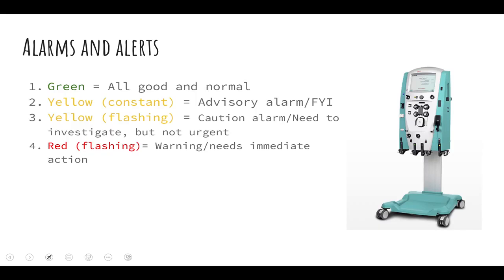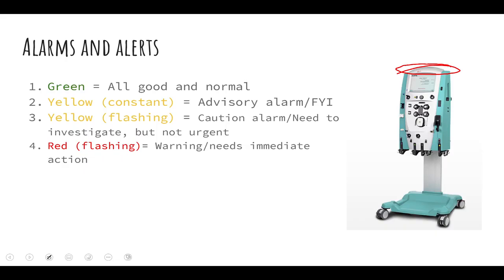So last but not least, we'll take a look at alarms and alerts. Again, looking at the safety devices. We talked about the alarm being at the very top of your Prismaflex CRRT device. So this alarm is going to have different noises and different colors. So here in the slide, we talk about what these different alarms mean, what these different colors indicate. So if you see a green light at the very top of your Prismaflex device, it means all good, everything is working fine, and keep doing what you are doing.